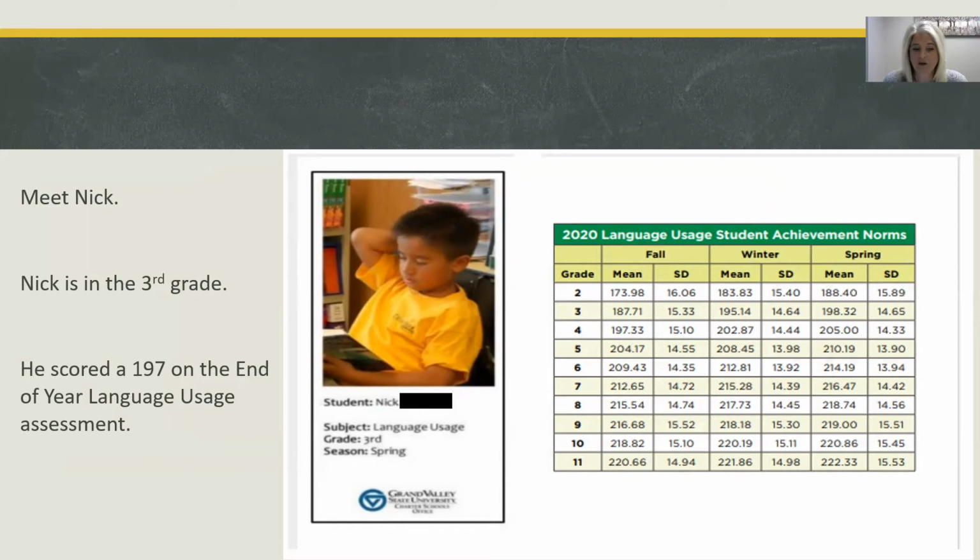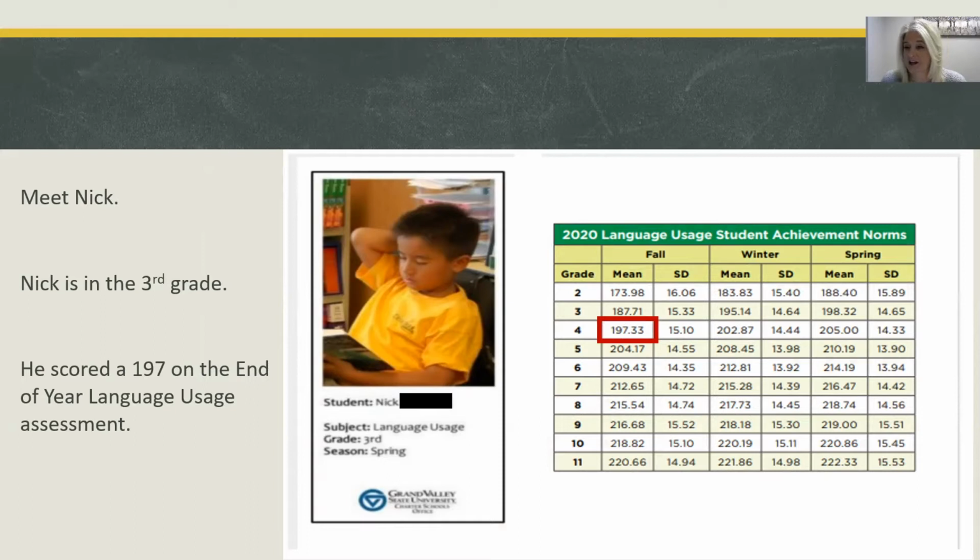We want to go to the language usage chart. So you can see I have the language usage chart here in the screen. And the way we're going to use it to determine his readiness is we're going to find the number anywhere on the chart. It doesn't have to be in the spring column. We're going to look for the number that is the absolute closest to 197 anywhere in the chart in order to determine what Nick is ready for. Remember, these are RIT scores. So anytime we think about their RIT score, we're going to use the word ready.